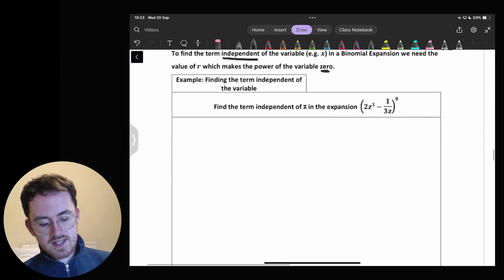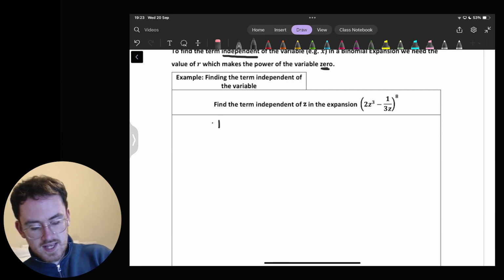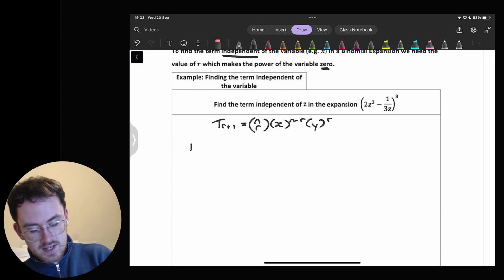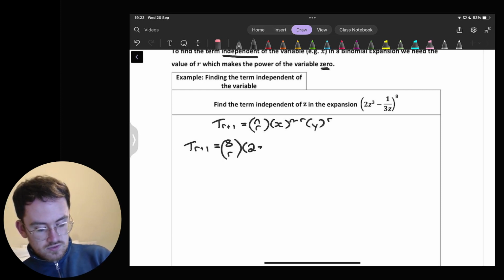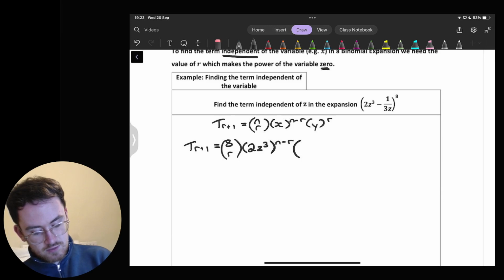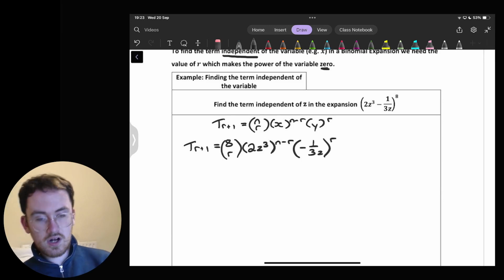So if we look at this example here, the first thing we want to do is set up that general equation the same as before. So n choose r, x to the power of n minus r, y to the power of r, and we can fill it in then according to the information we have in the question. We know that n is going to be 8. We don't know the value of r, that's kind of what we're looking for. We have 2z cubed here, and it's going to be the power of n minus r, and then in this bracket here I have minus 1 over 3z, and again all to the power of r.